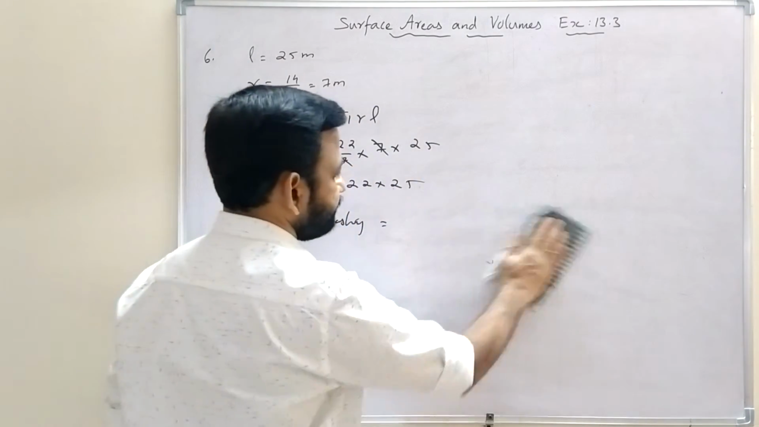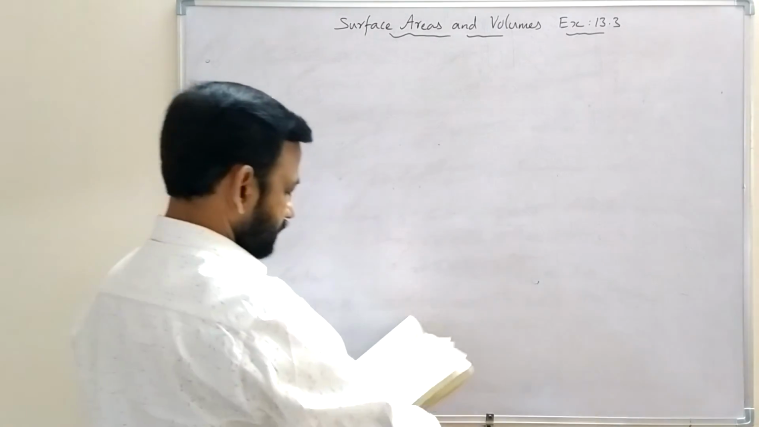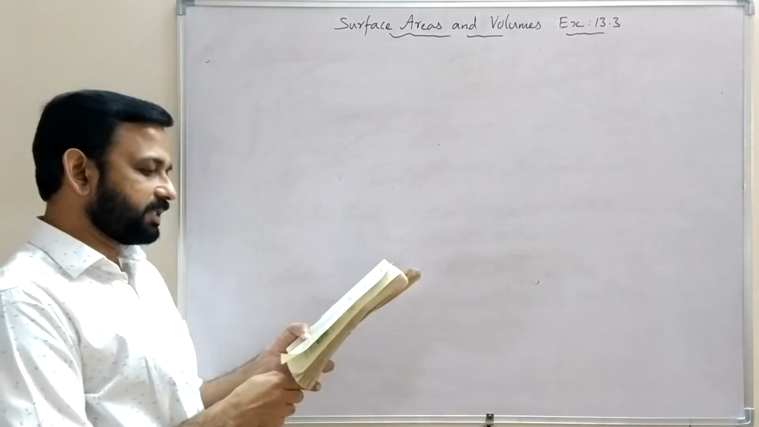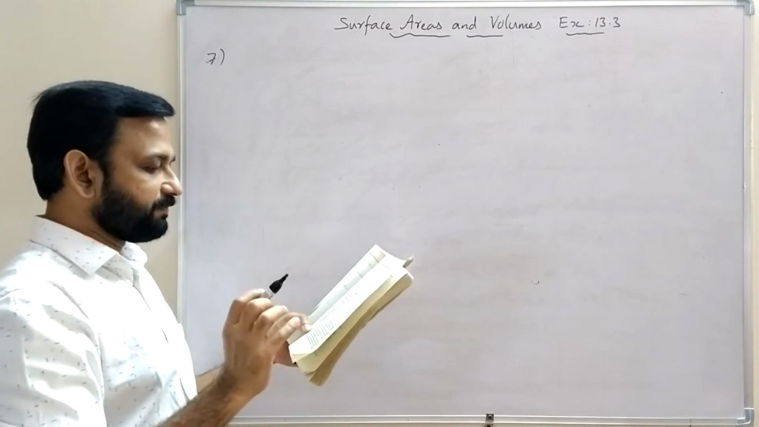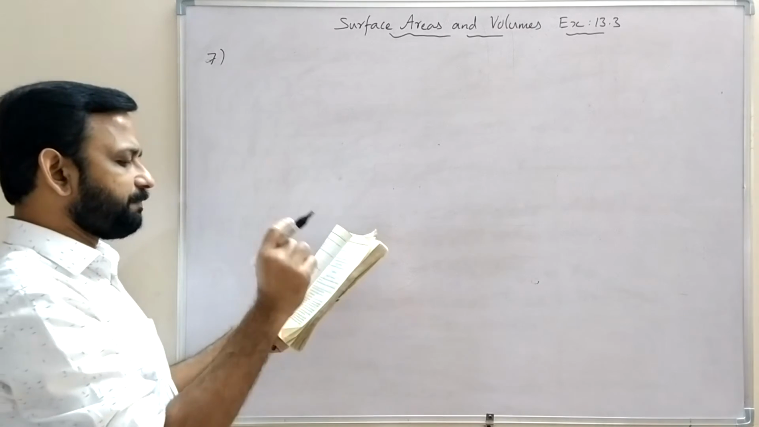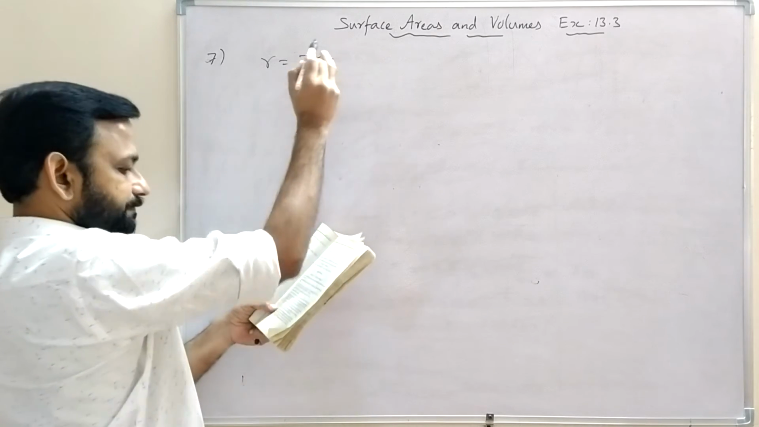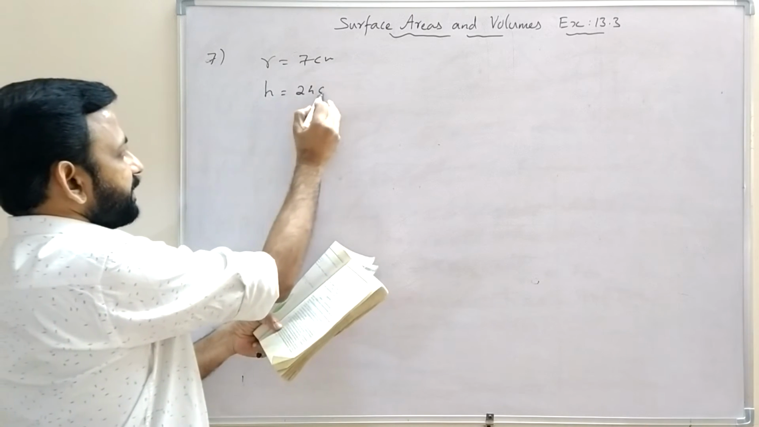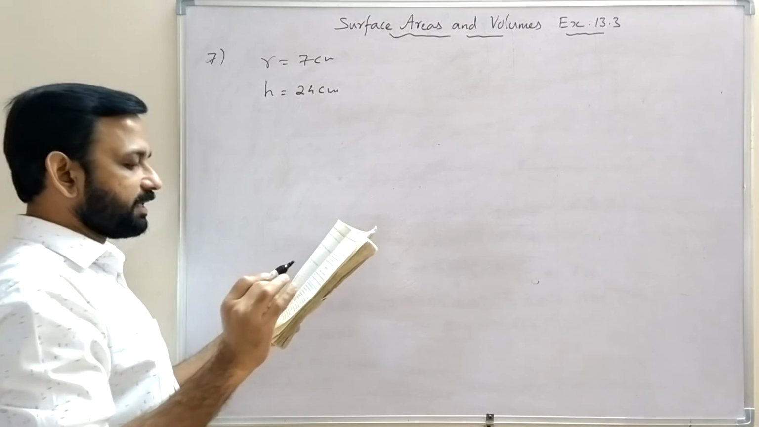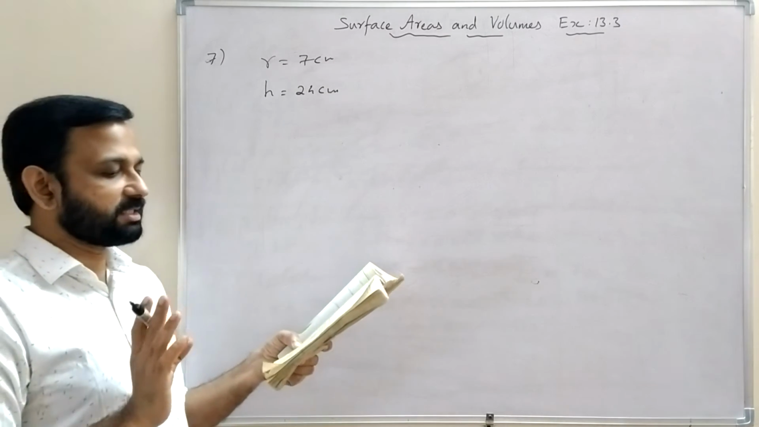Then the 7th question. A joker's cap is in the form of a right circular cone of base radius 7 centimeter and height 24 centimeter. Find the area of the sheet required to make 10 such caps.